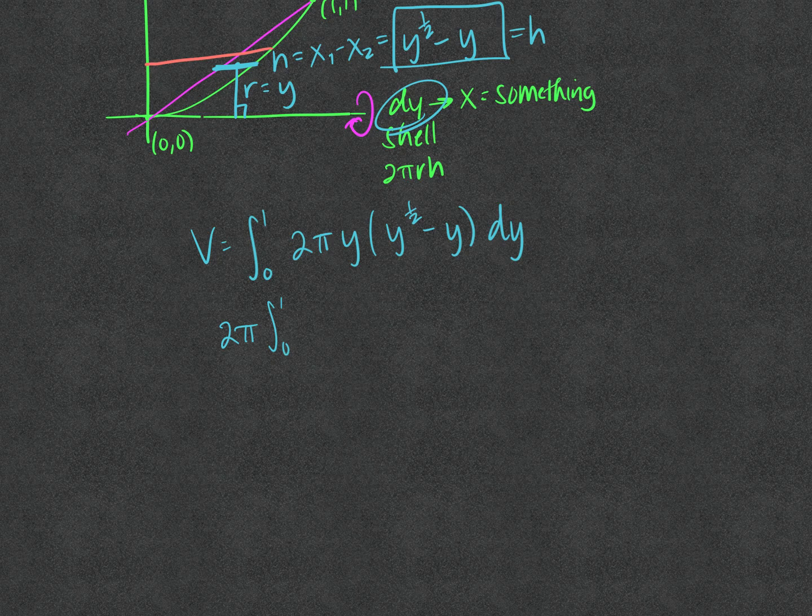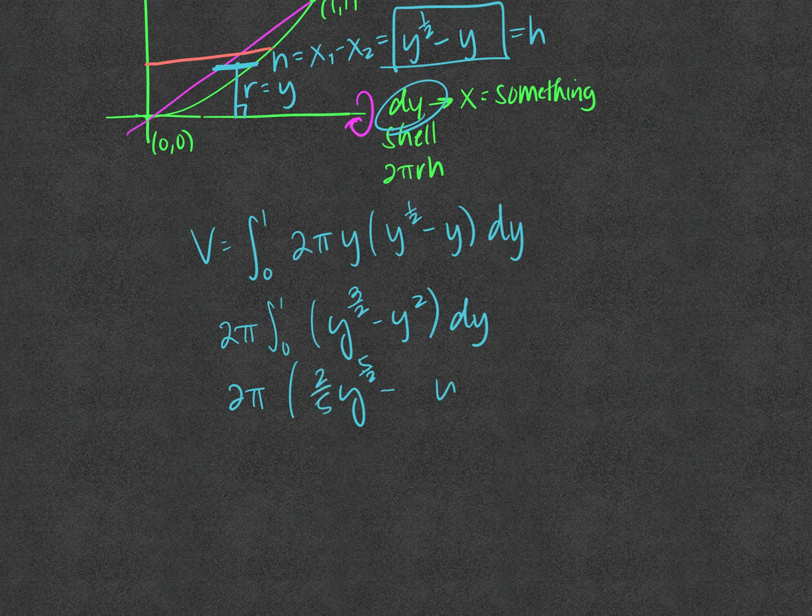So 2 pi, the integral from 0 to 1. When I distribute, I get y to the 3/2 minus y squared dy. So we have 2 pi. When we integrate, y to the 3/2 becomes y to the 5/2 with a coefficient of 2/5, minus y to the 3rd with a coefficient of 1/3, from 0 to 1. So we have 2 pi. 1 to any power is 1, minus 1/3, minus 0 plus 0.